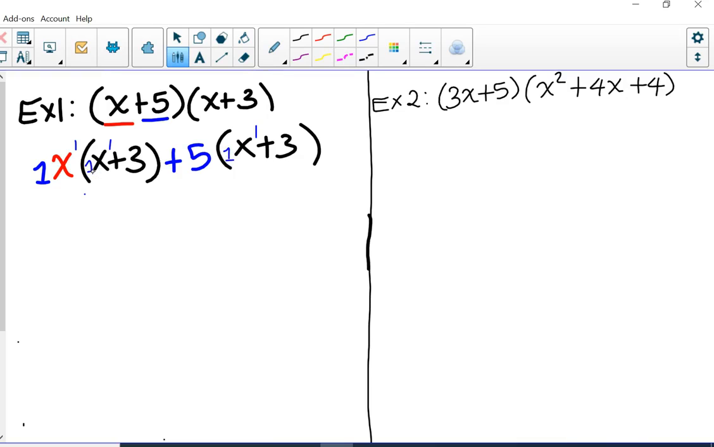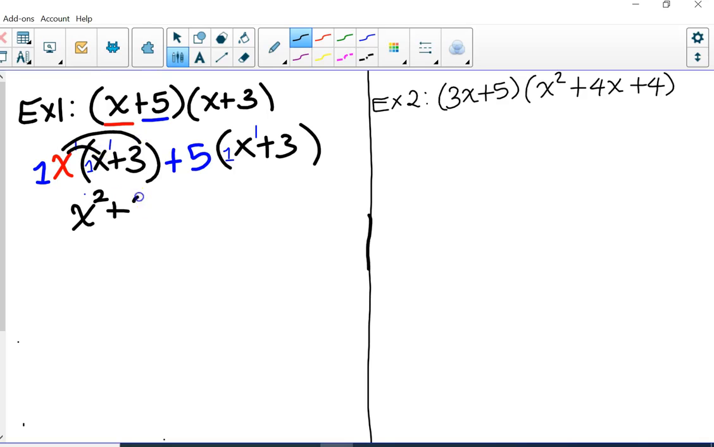So here we have x times x, that will be 1x times 1x. You can say 1 times 1, which is 1. And then x to the 1 times x to the 1, you add your exponents. 1 plus 1 is 2. So x times x will be x to the 1 plus 1, which is x to the second power. So remember, you're adding the exponents and multiplying the coefficients, the numbers in the front.